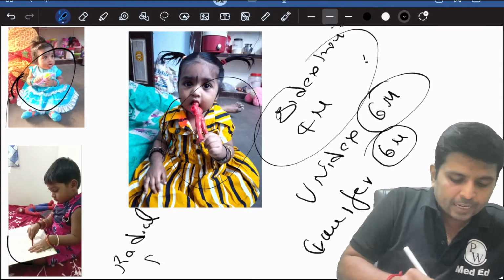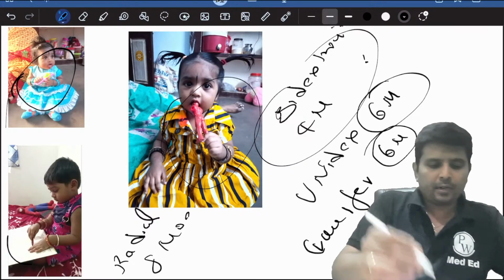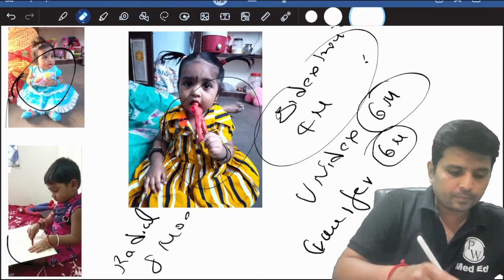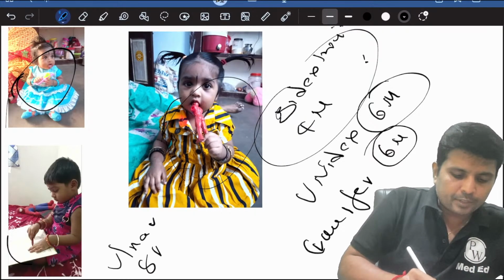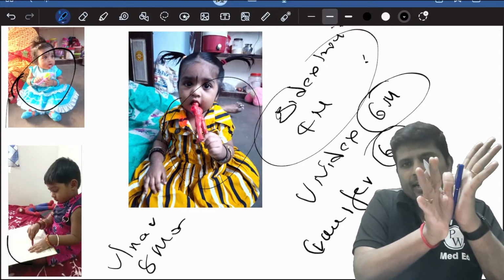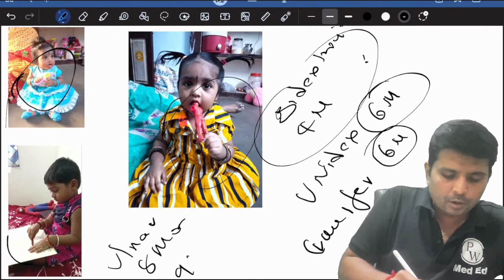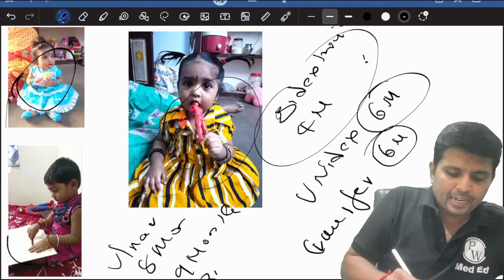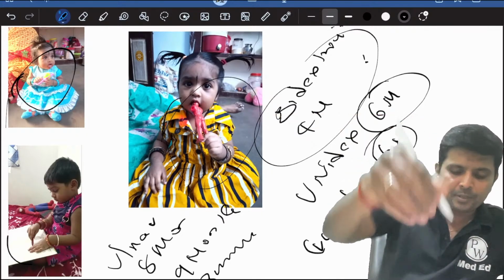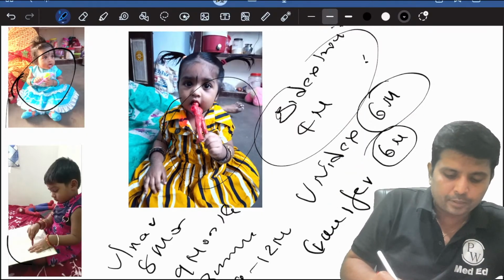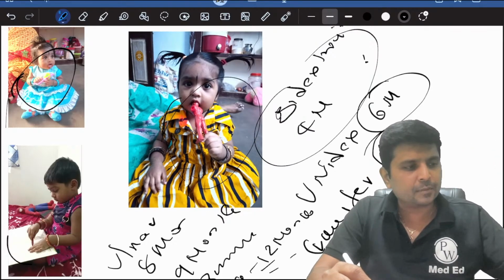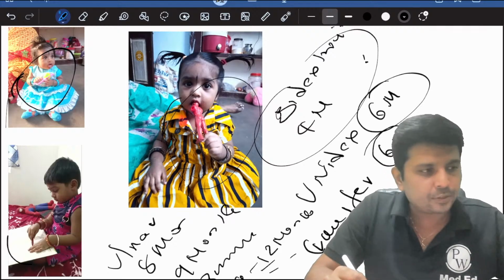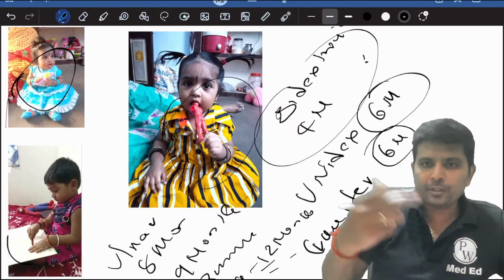By about 8 months. I am sorry, this is ulnar grasp. I am extremely sorry. So ulnar grasp by about 8 months, and then radial grasp by about 9 months. And finally pincer grasp between 9 months to 12 months.